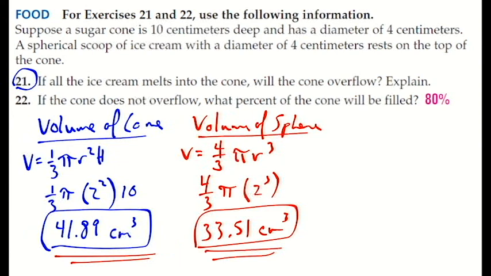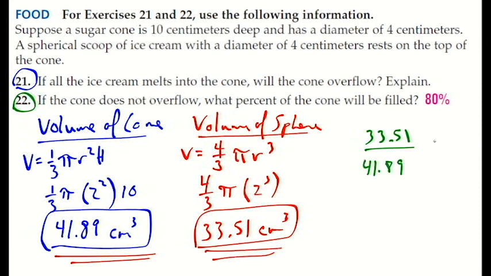Now, for 22, if the cone does not overflow, what percent of the cone will be filled? So we got to find the percent of the cone that will be filled. So we're looking at how much space is taken up in the cone, which is 33.51, over the entire cone, the larger object, which is 41.89.